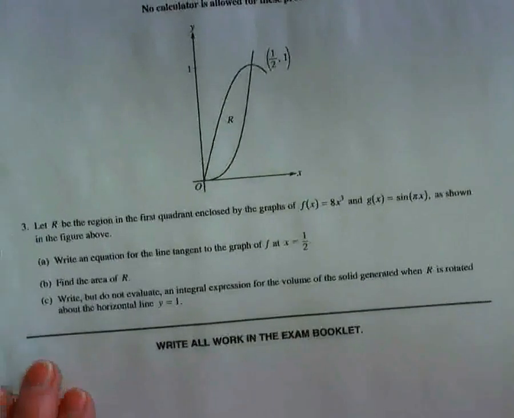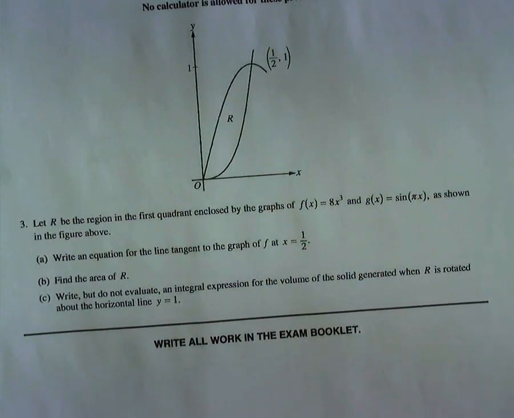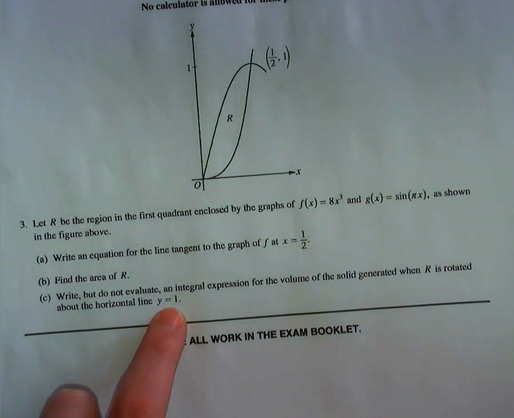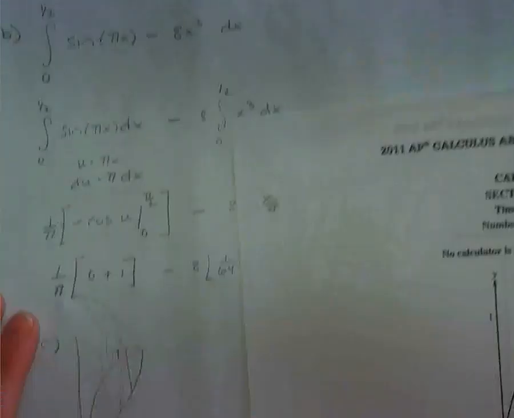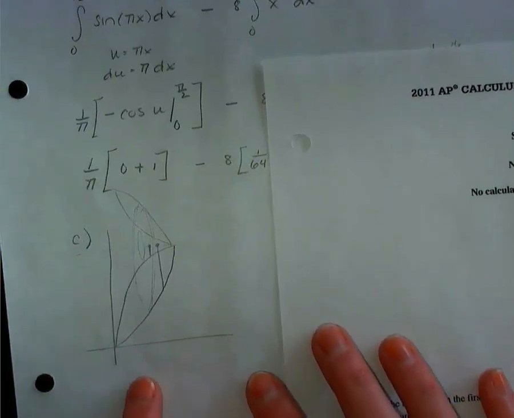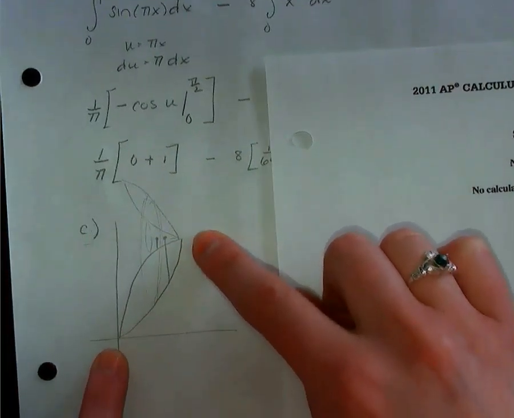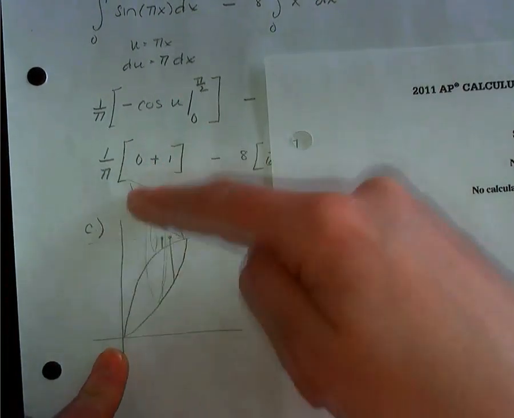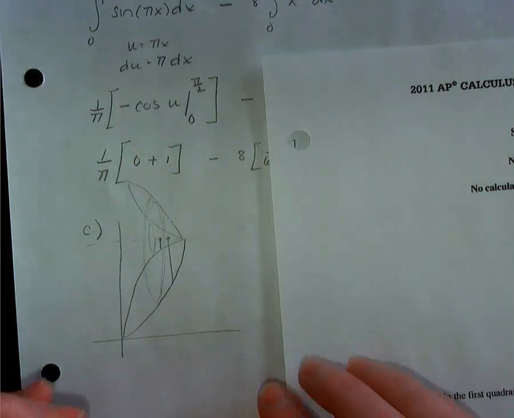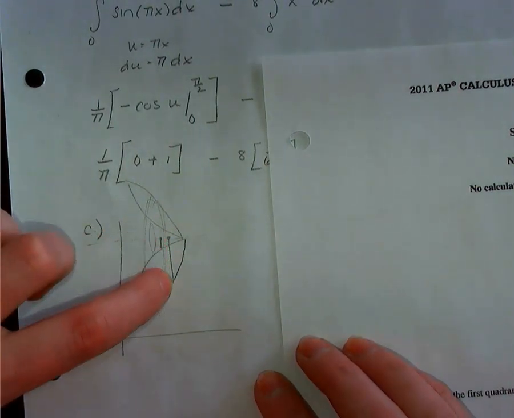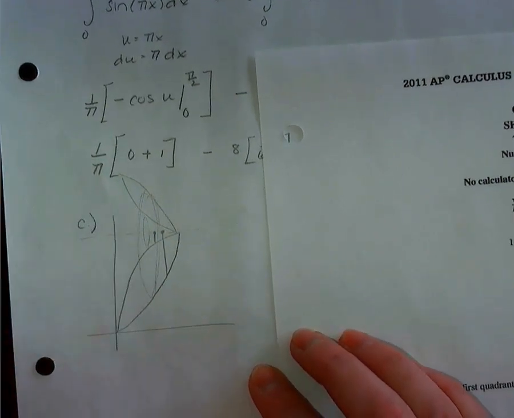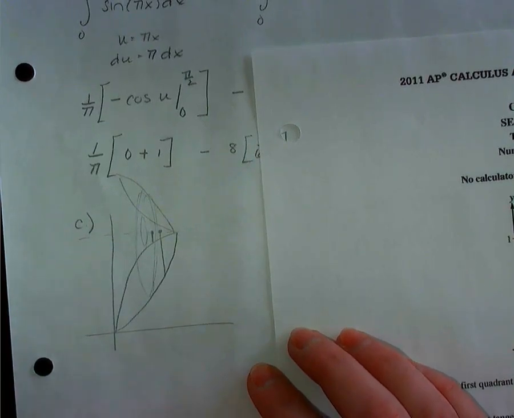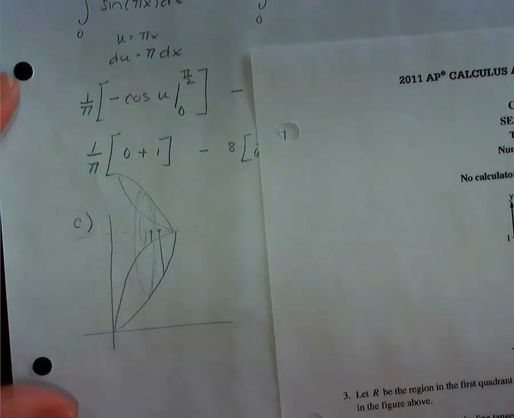For part C, write but do not evaluate an integral expression for the volume generated when R is rotated about the horizontal line y equals 1. What you need to realize, that's this line right here. So what I have is I have a rough sketch of my bounded region, not very accurate, but that's okay. And I'm rotating around y equals 1. So I draw my radius from the axis of revolution to the outer bounded region, axis of revolution to the inner bounded region. Because I'm revolving, I'm doing circles, so I need to integrate the area of a circle. I'm integrating pi r squared.